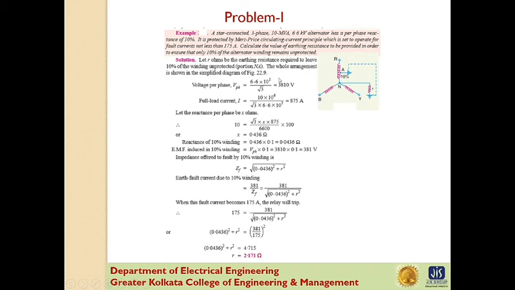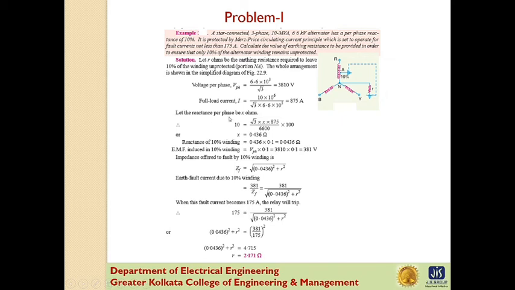The whole arrangement is shown by this figure. The voltage per phase is equal to line voltage by root 3, and as the line voltage is given in kV, we convert it into volt, so we multiply it by 10 cube, and the voltage per phase is 3810 volt. Next, full load current I is equal to power by root 3 into voltage, and we convert MVA into VA and kV into V, so the full load current is 875 ampere.